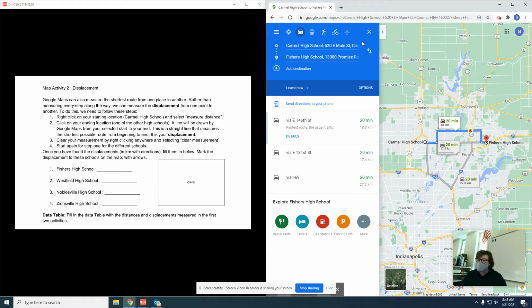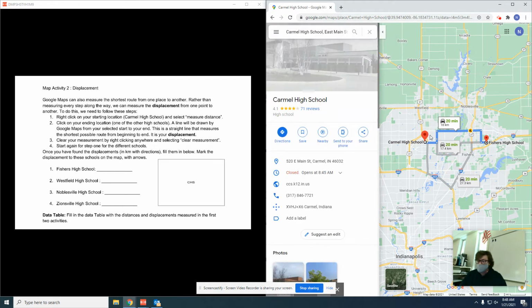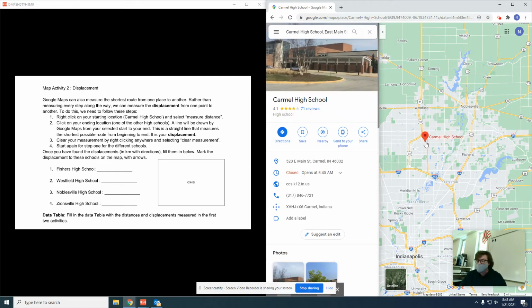So when we think about displacement, one thing that tends to help students out is if they think about how the crow flies. So if you were a bird, you could fly in a straight line. You could ignore the roads. You could ignore rivers or lakes, and you could go in a perfectly straight line. So Google Maps also lets us do that. We can find the exact distance between 2 points through a straight line. We call that the displacement.